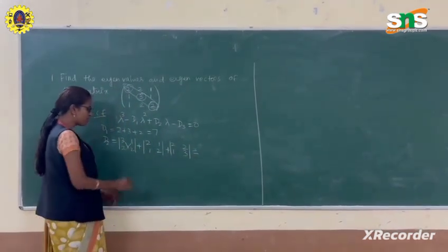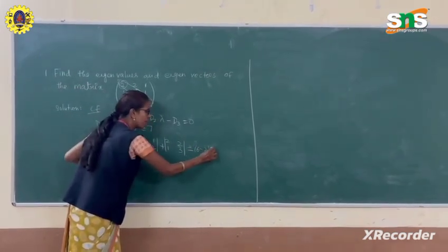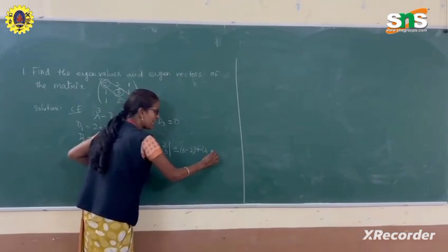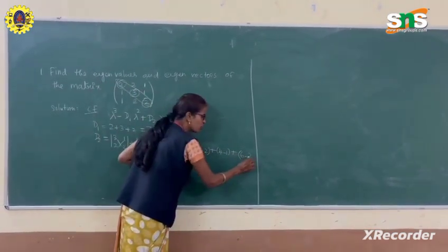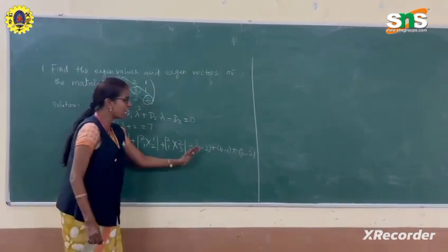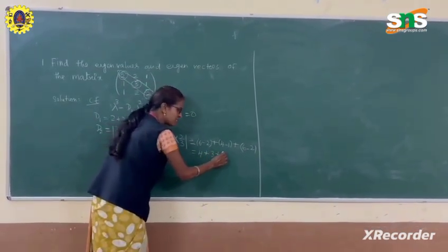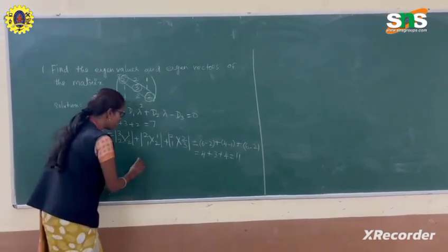So take the cross multiplication. 3 into 2 is what? 6. Then minus 2. Plus the next one, 4 minus 1. And the last one, which is nothing but 6 minus 2. Now the answer is what? Which is 4 plus 3 plus 4. Finally, the value is 11. Now we need to find d3.